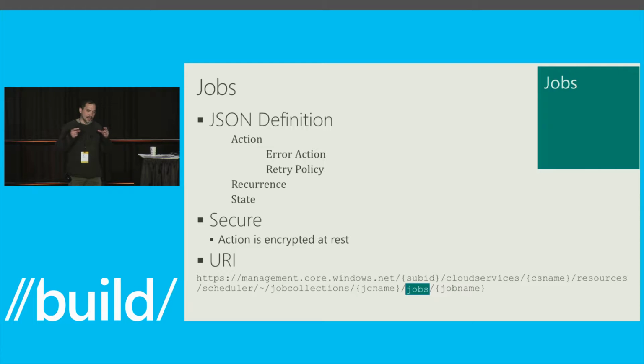The content that you put into an action is secured when the job is at rest within the scheduler service. So a lot of times when you have to reach out to your backend, you may have secrets in that job definition, and we want to make sure that your secrets are safe within that job definition. So when you give us that job, we will encrypt that action so that at rest, nobody can actually look at that data. And again, here's the URI. As we go from job collections, now we have the child set of jobs.